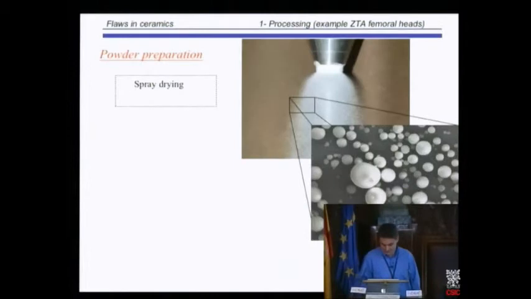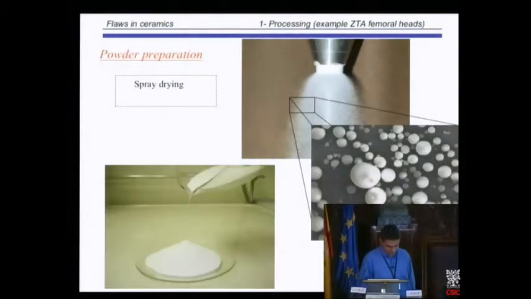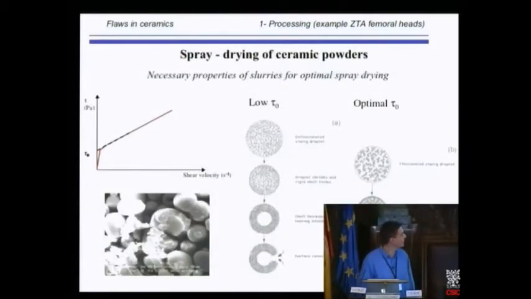And then this powder is really flowable. This is the alumina powder, which was obtained by spray drying, and you can see it flows very easily. And then, with this powder, you can make components.